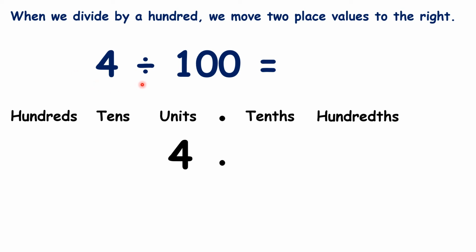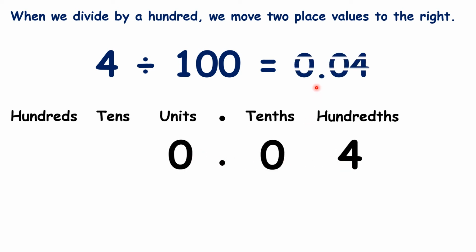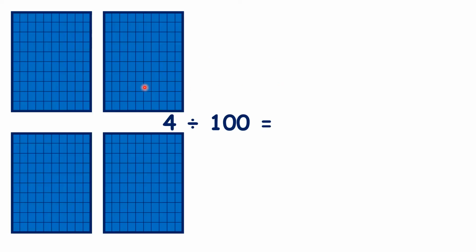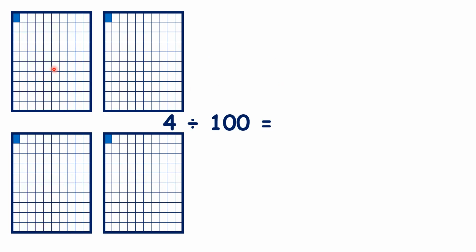So what is 4 divided by 100? 0.04. Because if we keep 1/100th of 4 rectangles, we have 4/100ths, which is written 0.04, because the second digit after the decimal point is our hundredths column.